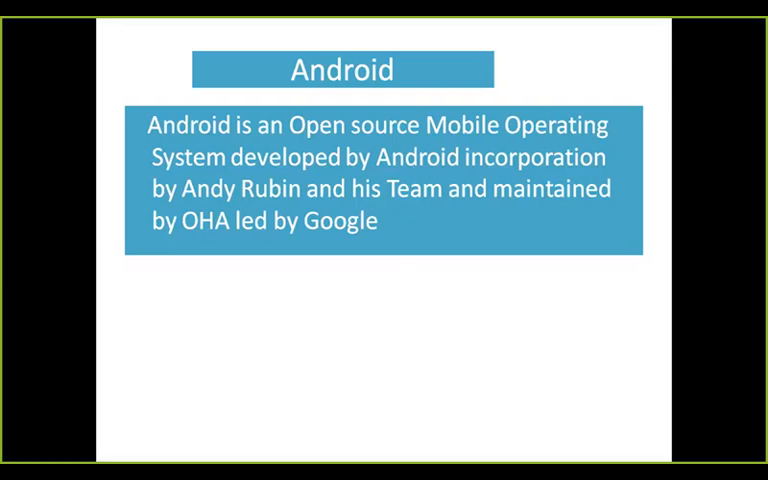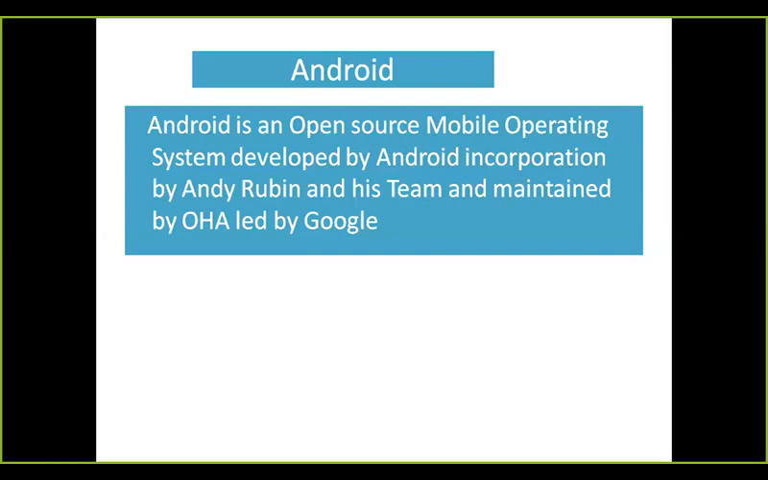See, what exactly is an operating system? An operating system is what I use when I interact with my applications. That application may be Facebook, WhatsApp, Twitter, any application. When you access any type of application on your mobile, basically we need one OS, a mobile OS, and that we are using Android. Right? Android is an open source mobile operating system developed by Android Incorporation, by Andy Rubin and his team members, and maintained by OHA, led by Google.